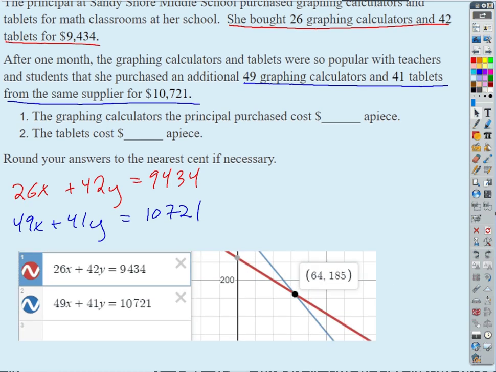Okay, so this is telling us then, what's it telling us here? It's telling us that the x-coordinate, so that's x, right? That was the number we defined as the number of graphing calculators. So x is 64 and y is 185. So we just answered our question. Okay?